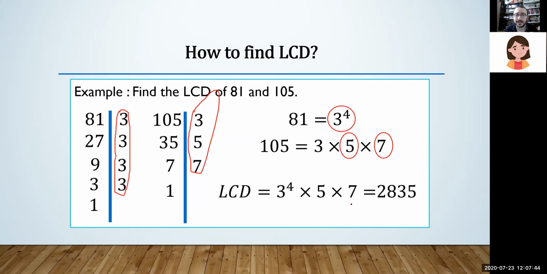This is the LCD of these two numbers. As you see, it's a big number because they don't have much in common. Not all numbers have high LCDs. Sometimes it's a small number. It depends.